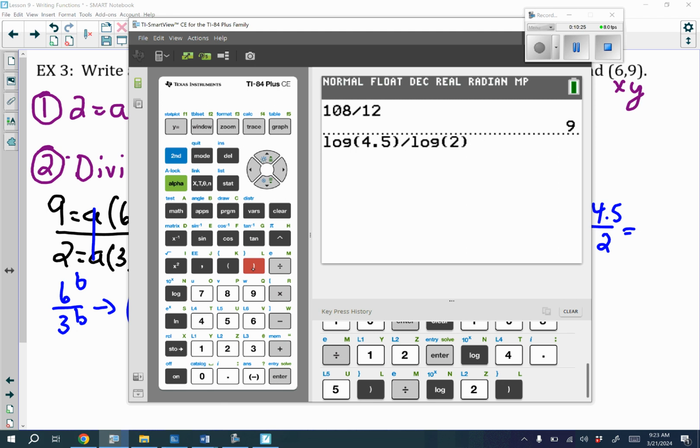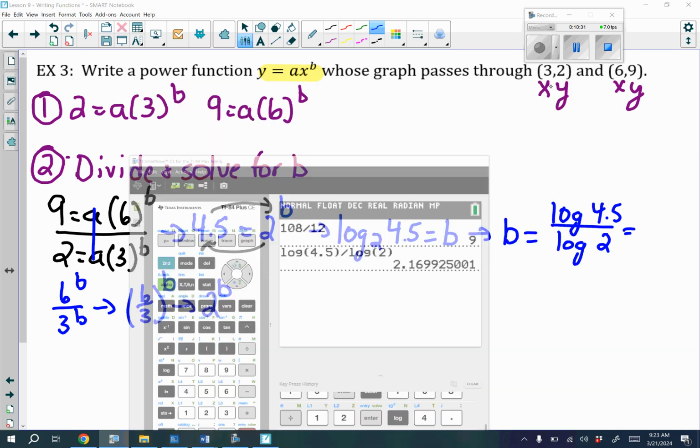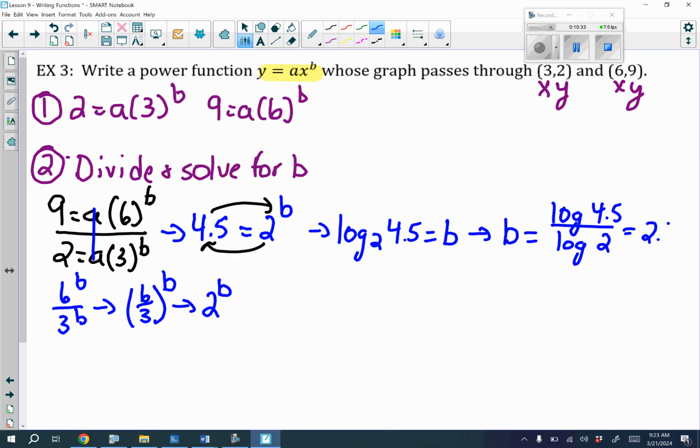This is all stuff that you have already learned before. So we get about 2.17 if we round. So that's going to be my B value, 2.17. Now, third step, as we've been doing, we're going to solve for A.